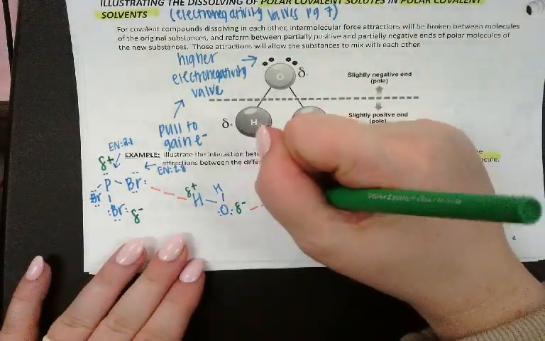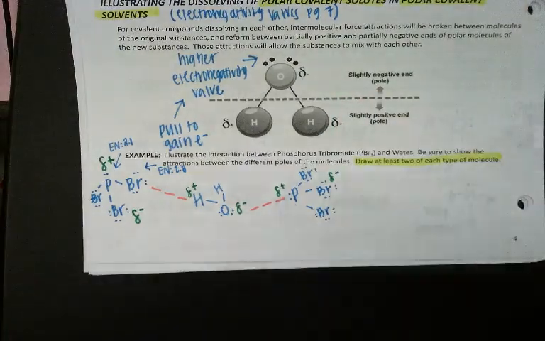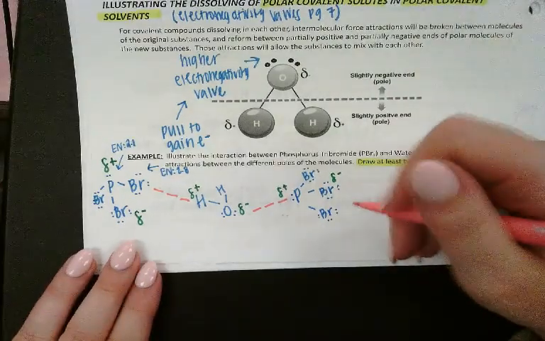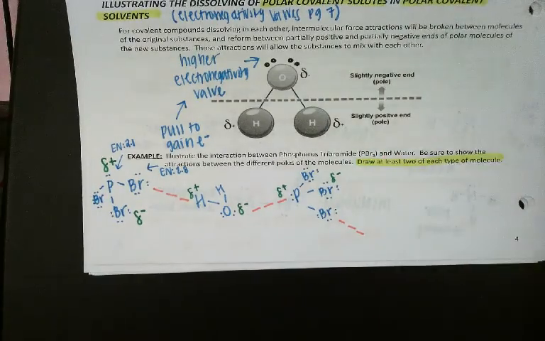Phosphorus is my partial positive. Bromine is my partial negative. Is everybody catching on so far? Am I done? No. What do I have to have one more of? Water. So this bromine is going to be attracted to what? Hydrogen.